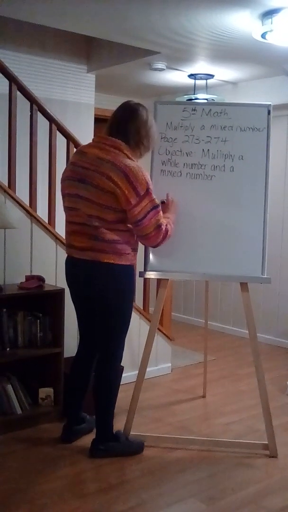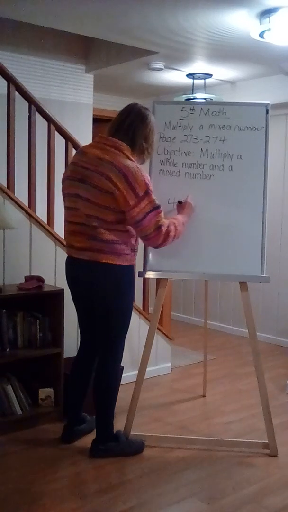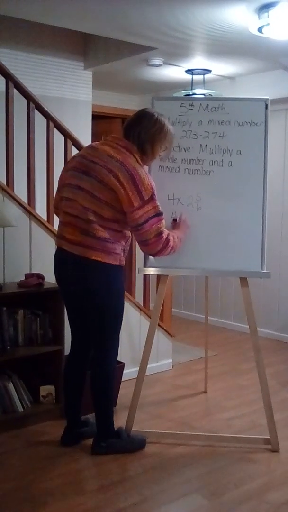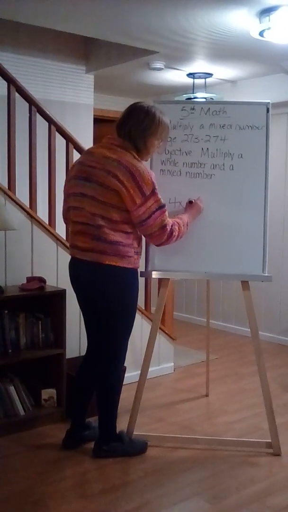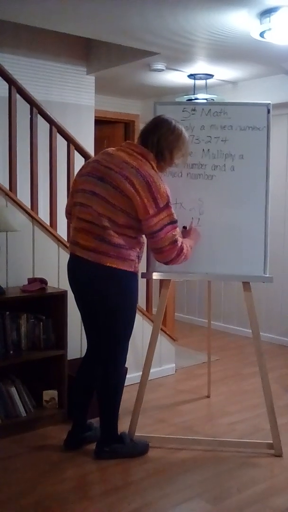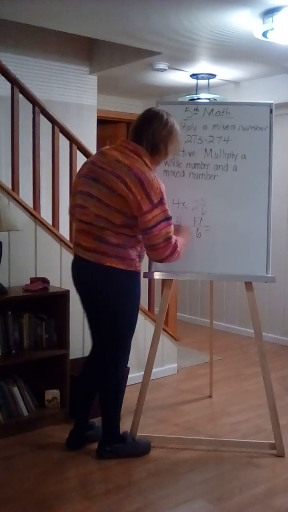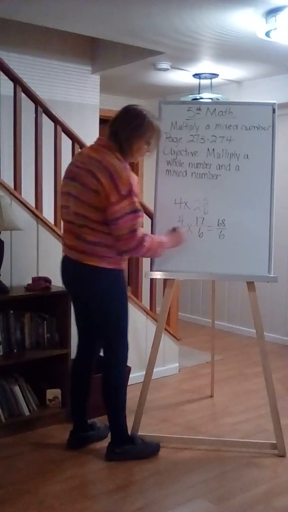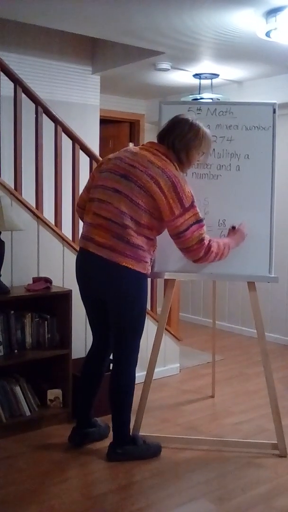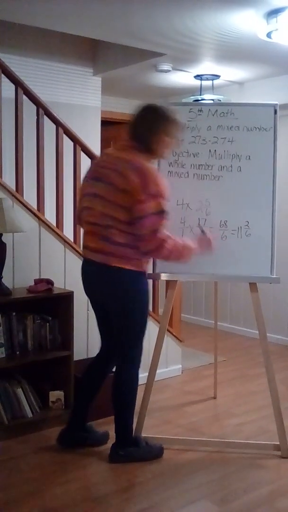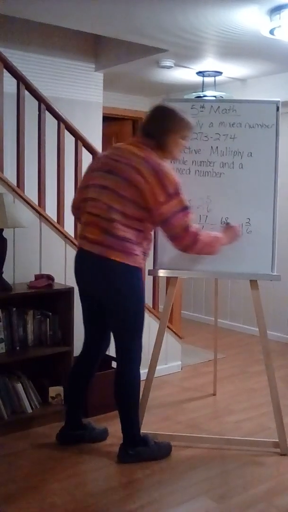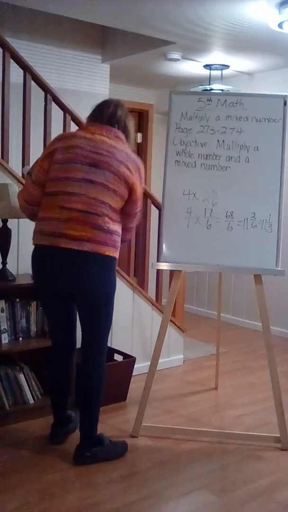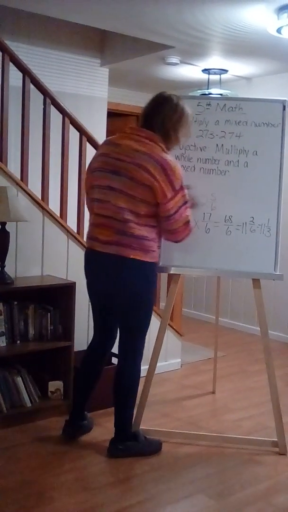9. 4 times 2 and 5/6. 4 becomes 4 over 1 times 6 times 2 is 12 plus 5 is 17 over 6. 17 times 4 is 68 over 6. 6 can go into 68 11 times. I've got 2 over 6. These are both even numbers. I've got to remember this step to reduce. 11 and 1/3. All right. Let's do one more on this page. 11.